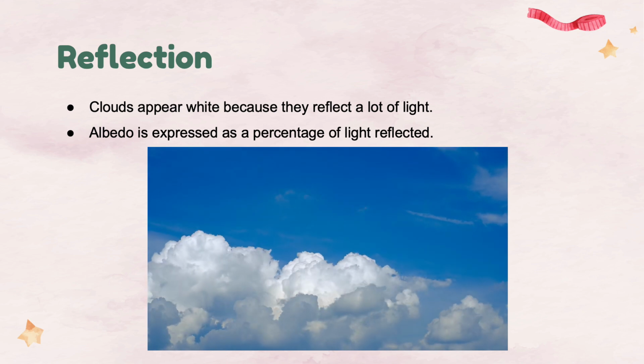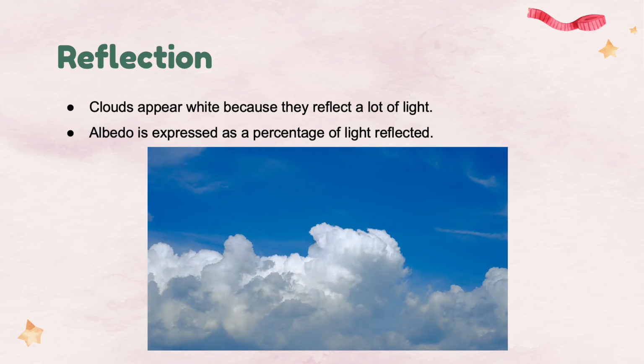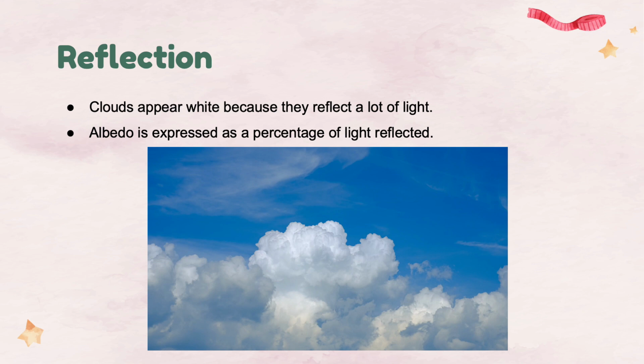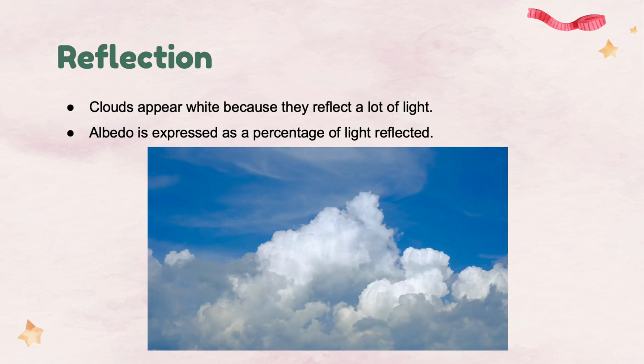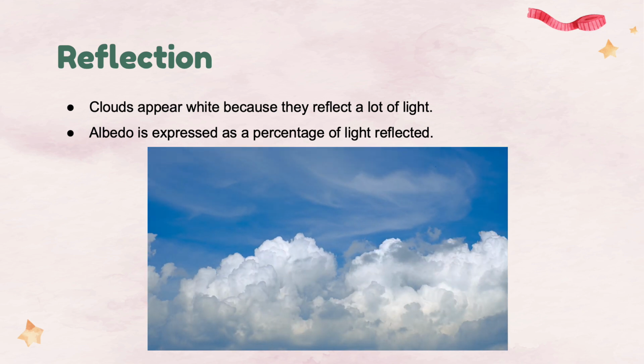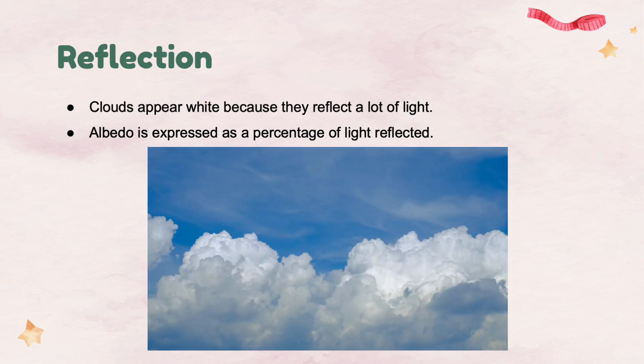Have you ever wondered why the clouds appear white? Clouds are white because they reflect a large quantity of light from the sun's rays back into the atmosphere. We call the percentage of light that is reflected albedo.